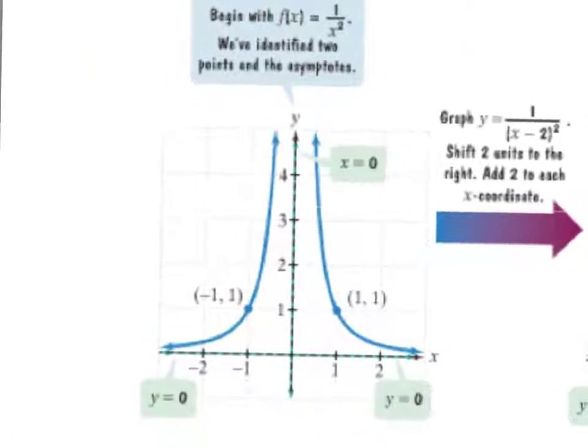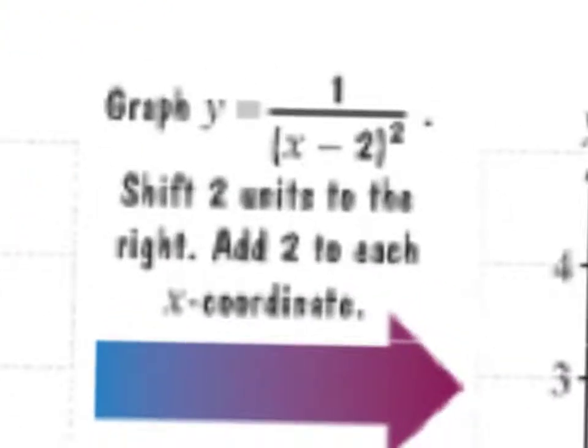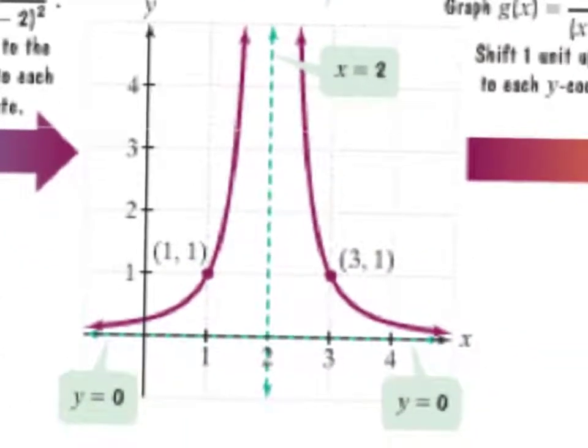So this is where we're starting, and here's our parent graph. What transformation is occurring here? If I have 1 over x minus 2 quantity squared, what does this minus 2 do to the parent graph? Moves it to the right 2 units. Okay, so I should see the vertical asymptote move to the right 2 units, and that's exactly what I see. Notice that the shift to the right only affected the vertical asymptote. The horizontal asymptote is still here at 0. And then just move over the point that was at 1, 1, 2 units to the right. The point that was here, 2 units to the right.